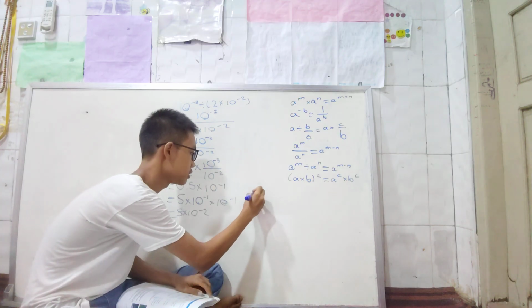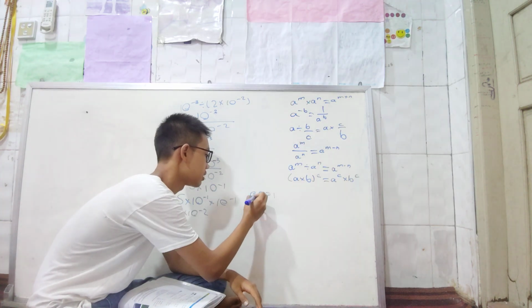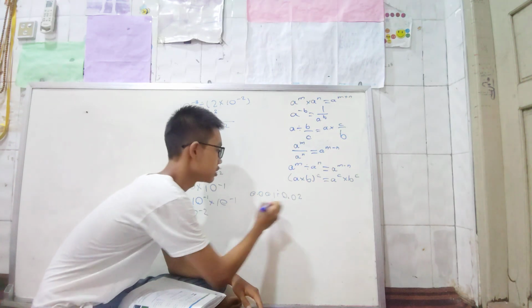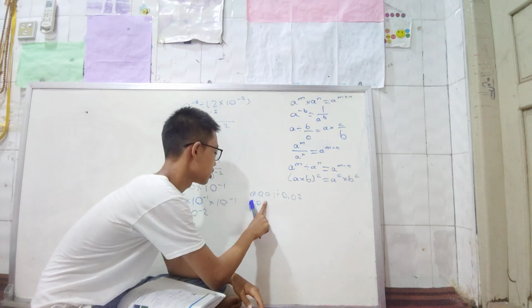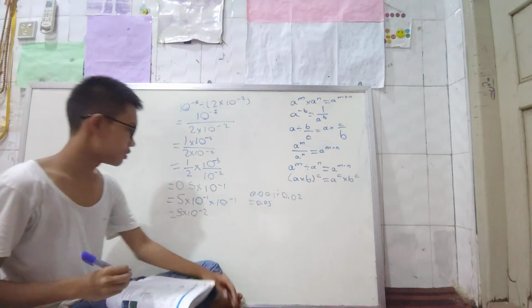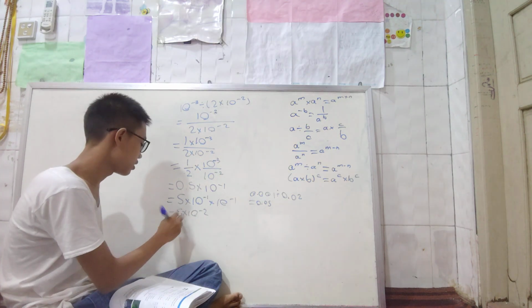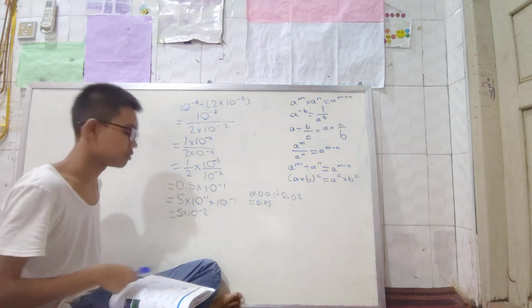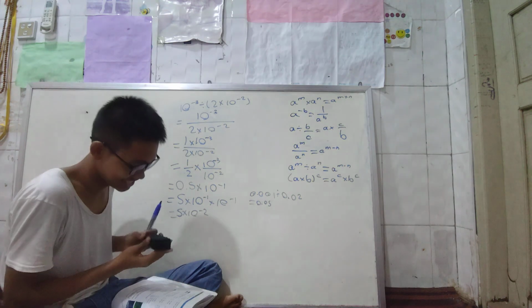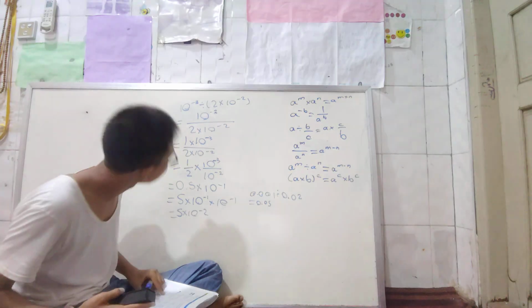Let's check this. So, 0.001 divided by 0.02. It should be like 0.5. No, 0.05. Matches. Okay. 5 times 10 to the power minus 2. Okay. Bro, I almost made a mistake right in front of you guys.